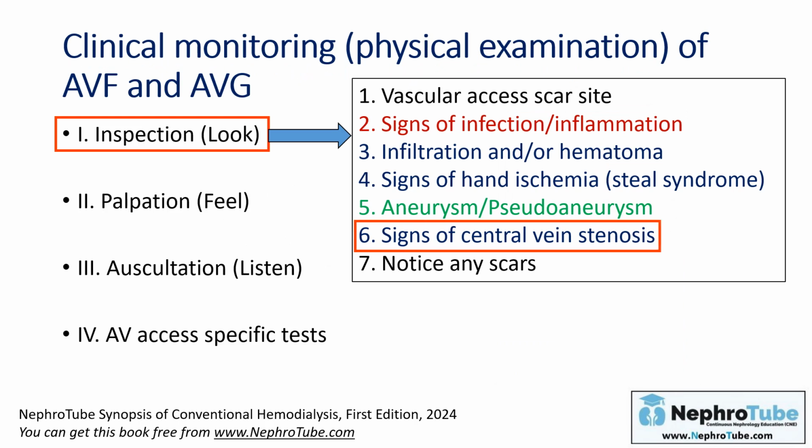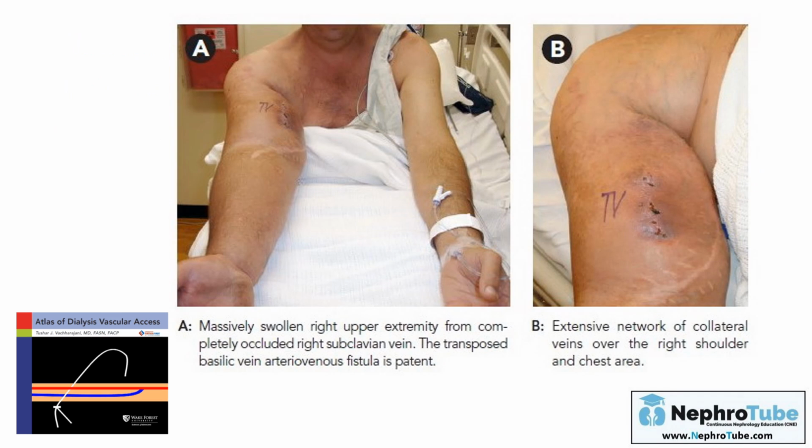The next point in inspection is to detect any signs of central venous stenosis. As I mentioned before, we will talk about central venous stenosis in detail in chapter 12, but in general, in central venous stenosis, you can find increased arm circumference at the site of central venous stenosis. You can also find edema of the face, neck, upper extremity, and breast.